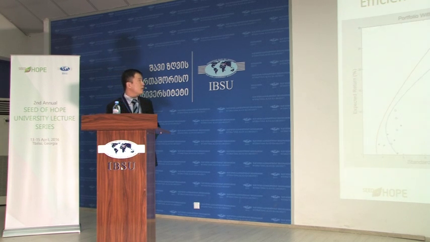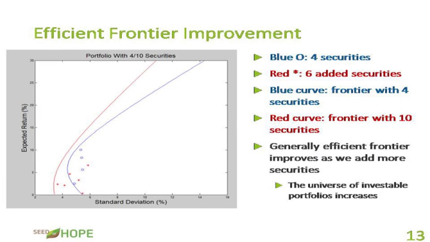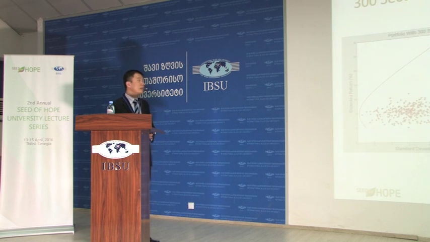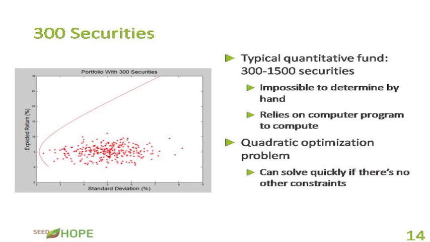This is another example with 4 securities. The blue curve here is with 4 securities. And I added 6 securities here to get 10 total securities, and this is the 10 securities. As you can see, as we add more and more securities into the mix, your curve will shift a little bit closer to this corner. And this is another example with 300 securities. Your curve looks like this.